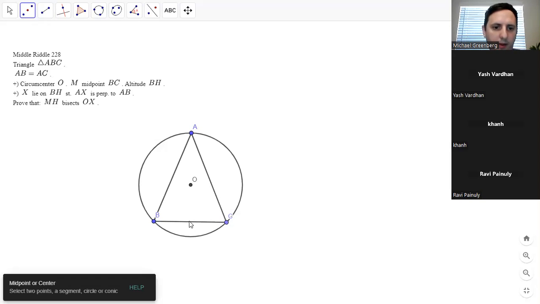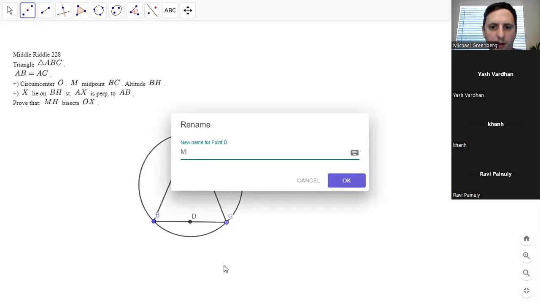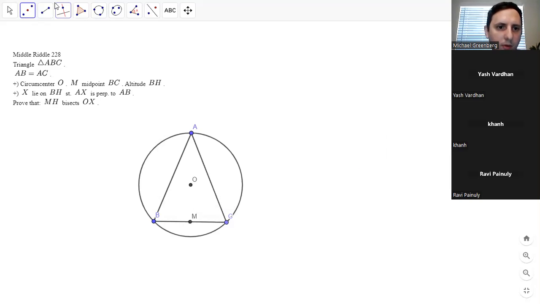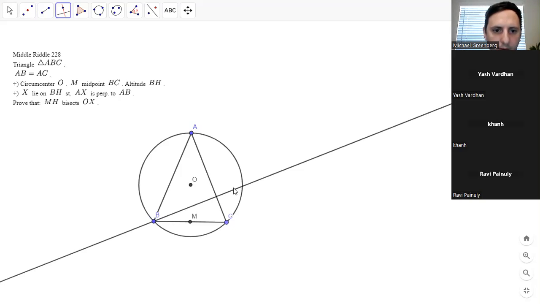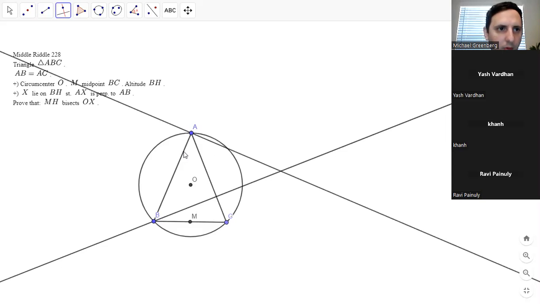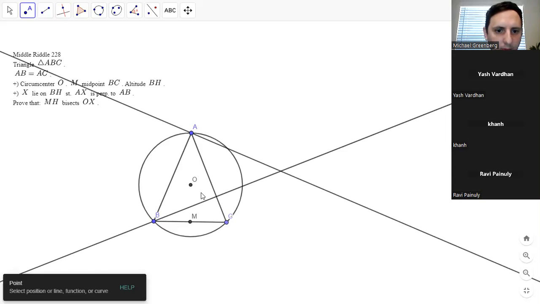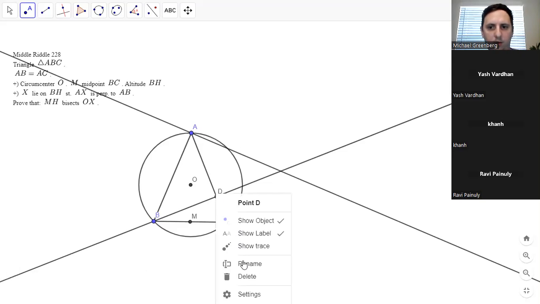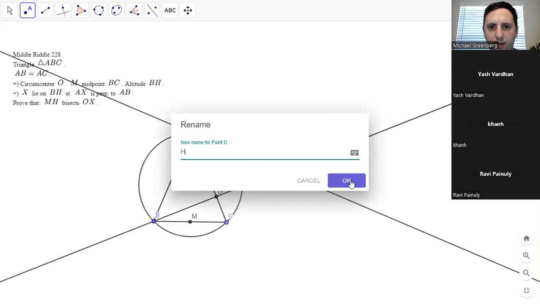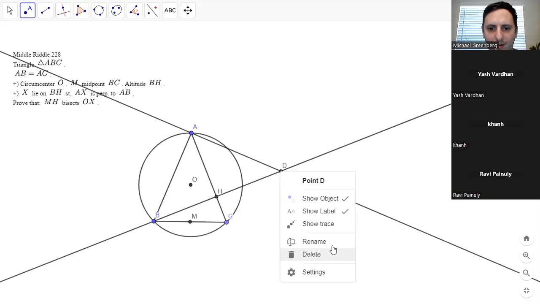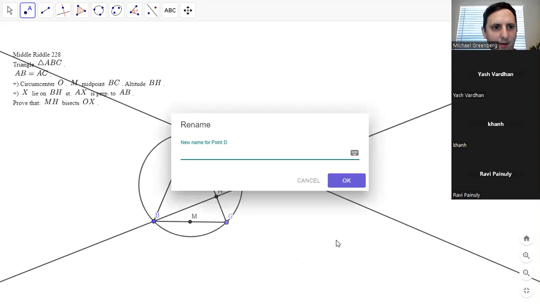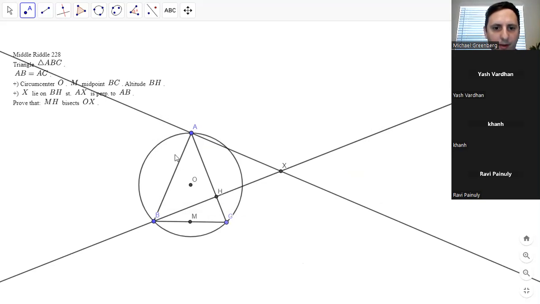So here's the midpoint M and the altitude BH. And X lies on this so that AX is perpendicular to AB. Okay, so we have, this is H, and this is X. And prove that MH bisects OX.